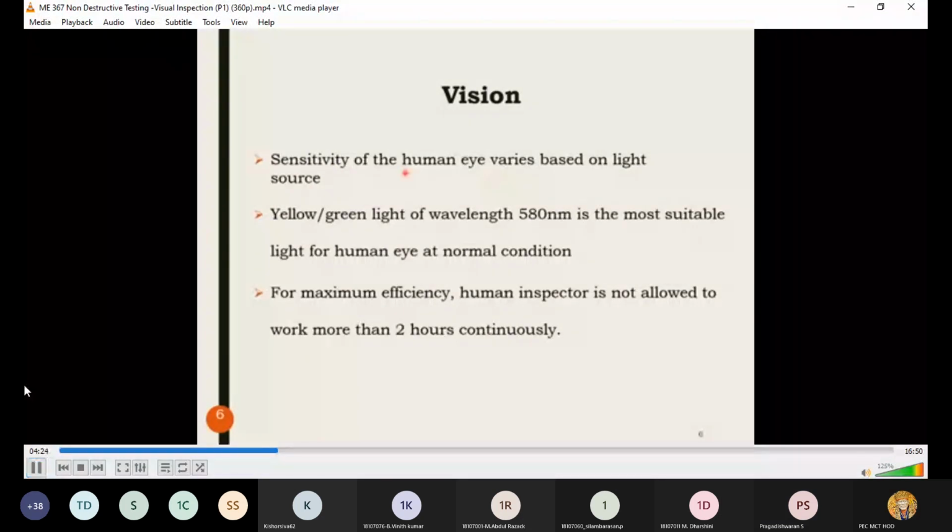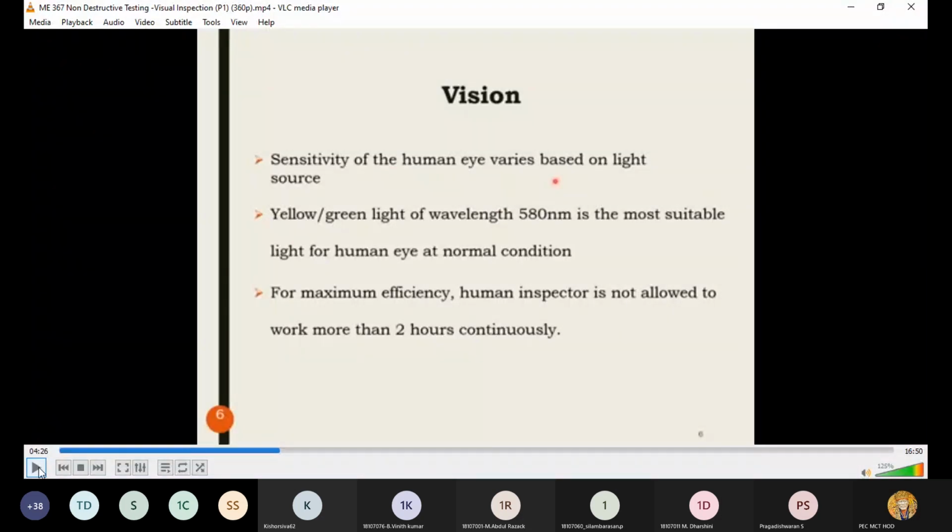Vision. Actually, vision represents the sensitivity that varies. Light sources, right? According to the different light sources that we use, the sensitivity of the eye is what is known as, or can be simplified as, vision.